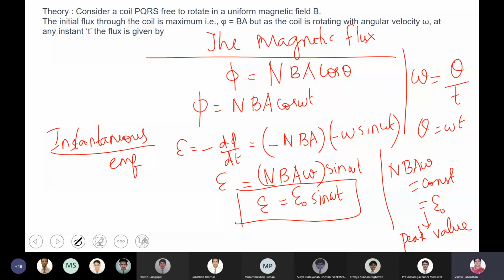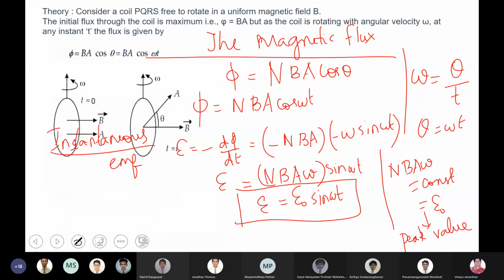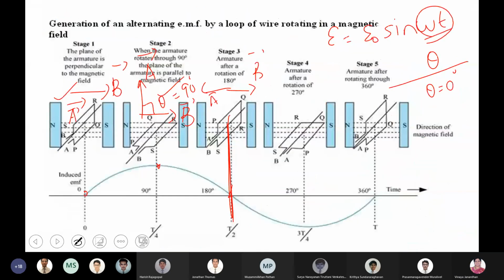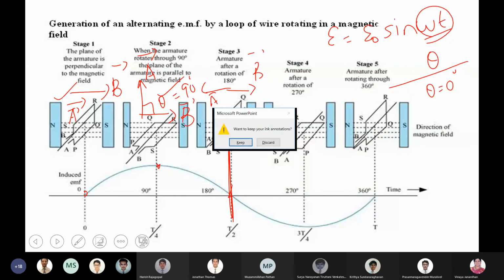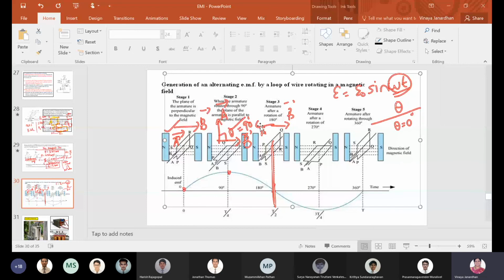So this is a sine graph. Shall I go for the next one, boys? I'll just finish off your graph, then we'll come back and you write. Okay. Now, one second. Look at the graph. They will ask you to plot the graph.